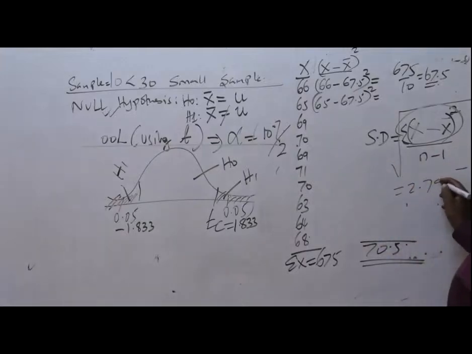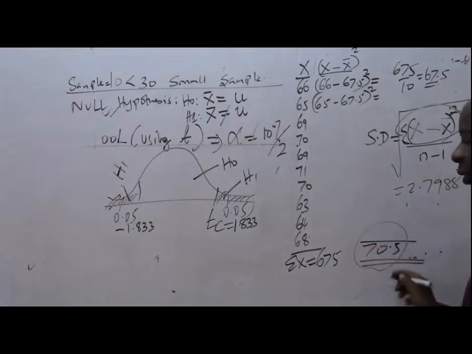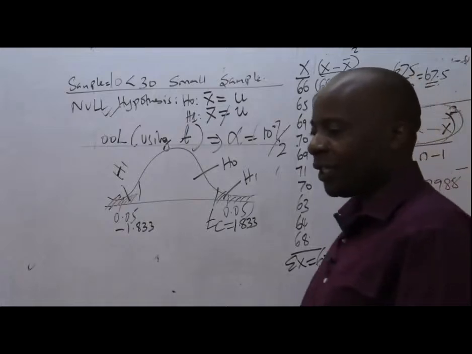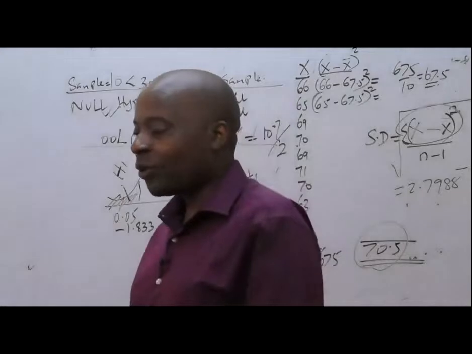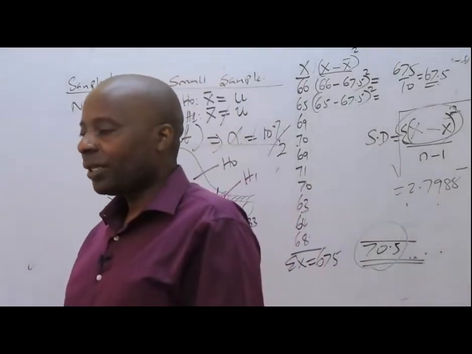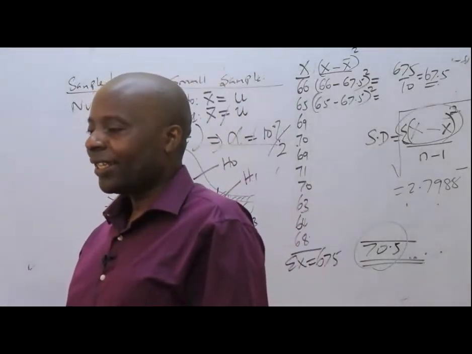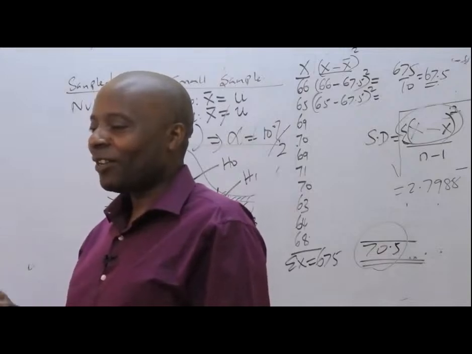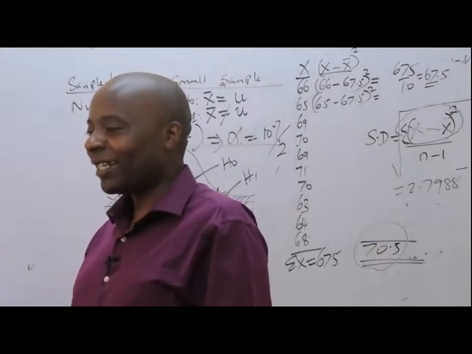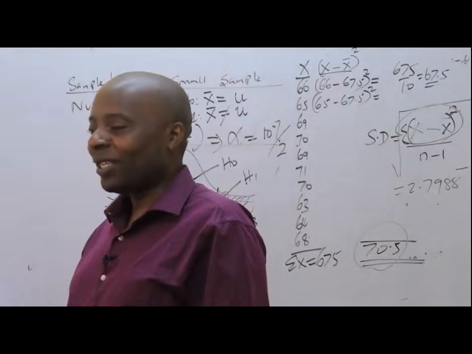2.7988. Na Njeri sikuona ukinipatia figure 70.5. Aki sikuona. Usikubali kubaki nyuma at all. Hii ni kitu rahisi sana hii. Ya 70.5, so long as uko na calculator, maybe una calculator. Usikubali kubaki nyuma hii. Hii ni kitu ya maana sana.